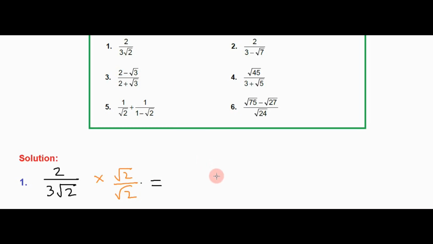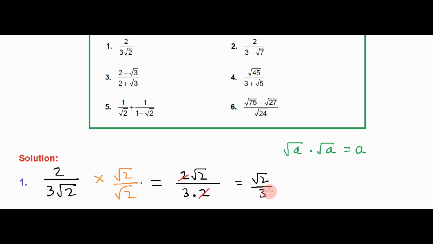Then multiplying the numerators, we have 2 times the square root of 2, so 2 square root 2, and then multiplying the denominators, 3 root 2 times root 2 is 3 times 2. And here we are using the surd law that says the square root of a times the square root of a is a. So the square root of 2 times the square root of 2 equals 2. We can cancel the 2's and we're left with the square root of 2 over 3.